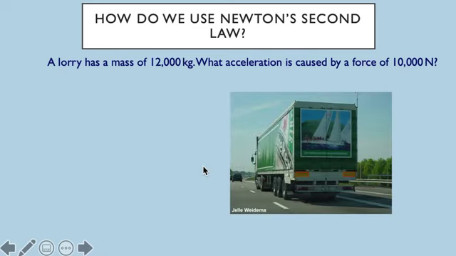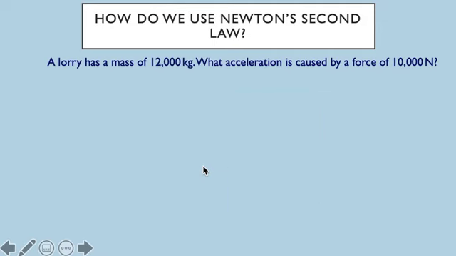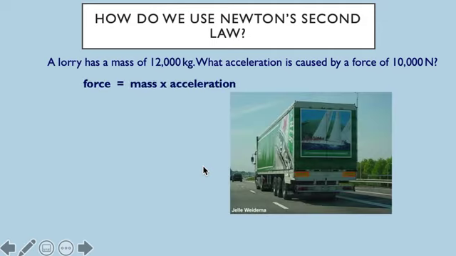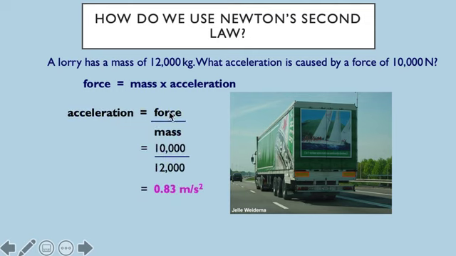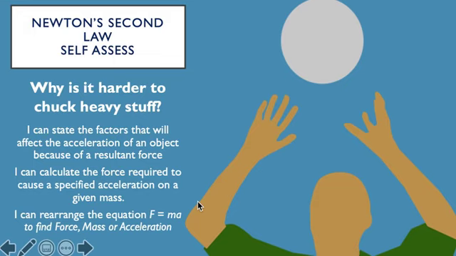How about this time we've got a lorry of mass 12,000 kilograms. What acceleration is caused by a force of 10,000 newtons? So force equals mass times acceleration is our equation. So we would rearrange our equation and find that acceleration equals force divided by mass. The force is 10,000 newtons, so that goes at the top. The mass is 12,000 kilograms, so that goes underneath. 10,000 divided by 12,000 is 0.83, and it's acceleration, so it's 0.83 meters per second squared.